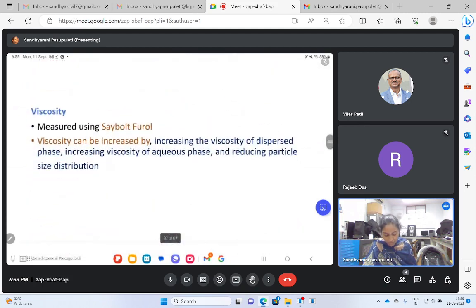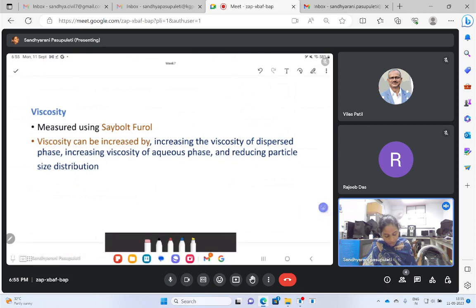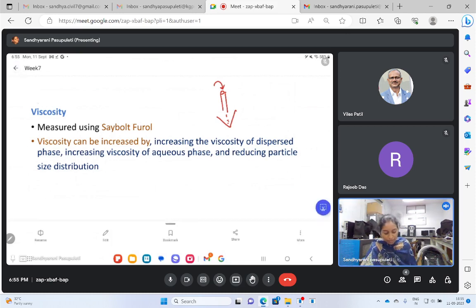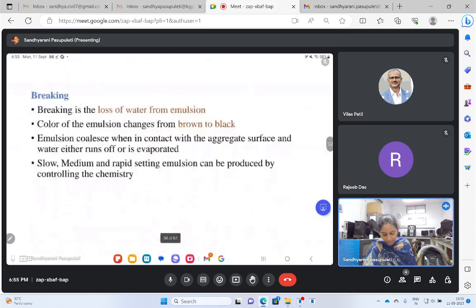And regarding the viscosity, we have the Saybolt Furol test. In this, we take the emulsion and pour it into a tube, and we allow it to fall. How much time will it take to fall and collect the bitumen at the bottom? If the bitumen is more viscous in nature, it will take more time to travel. So based upon the time it takes, the viscosity can be understood. We do not want more viscosity. That is our main concern.